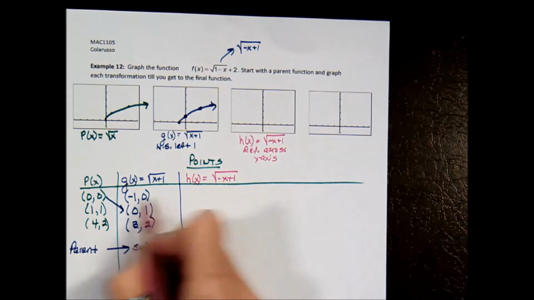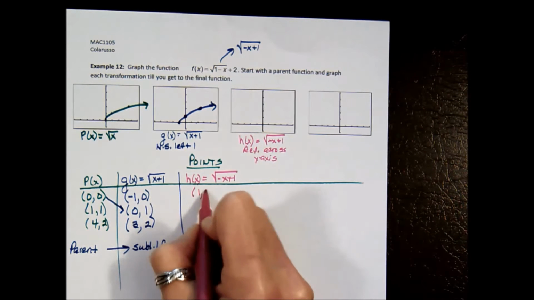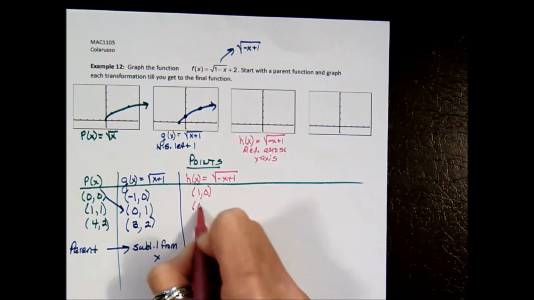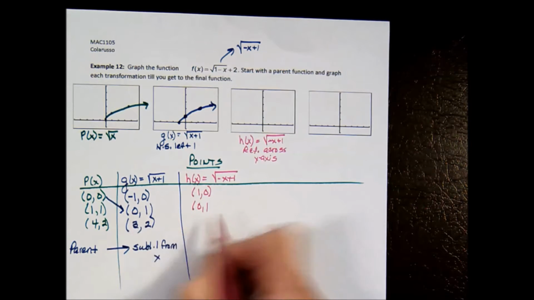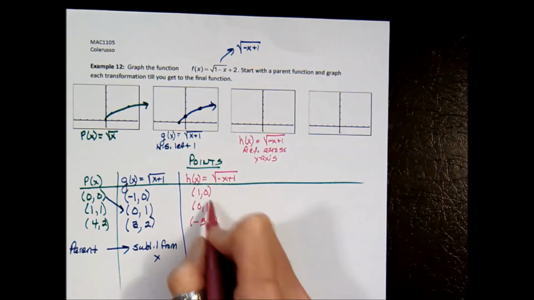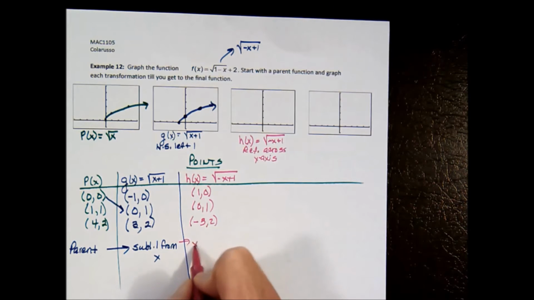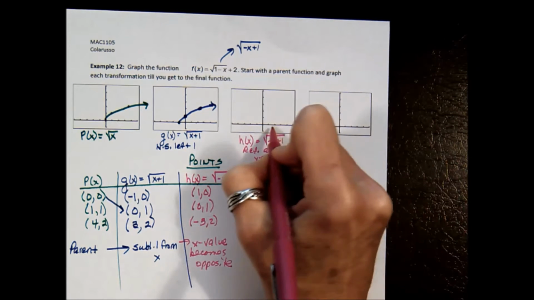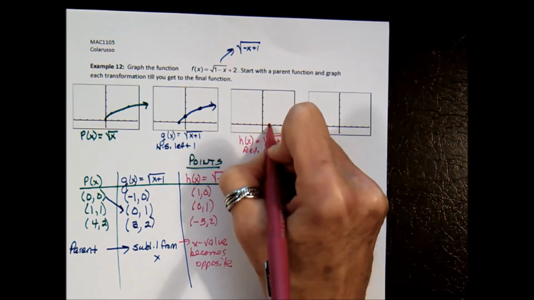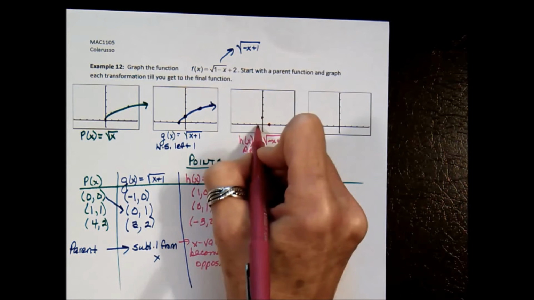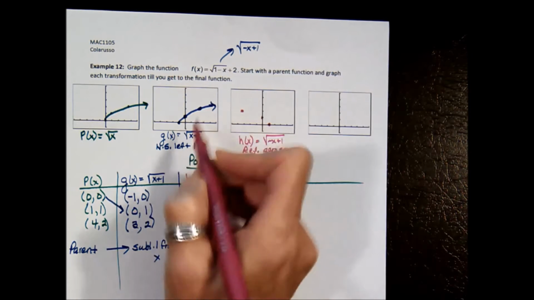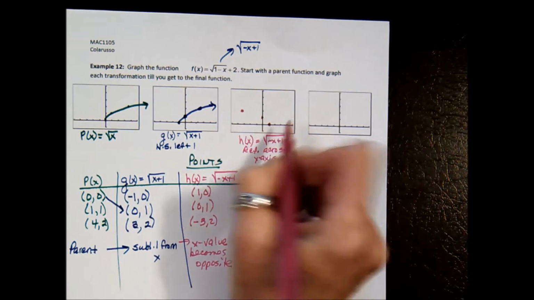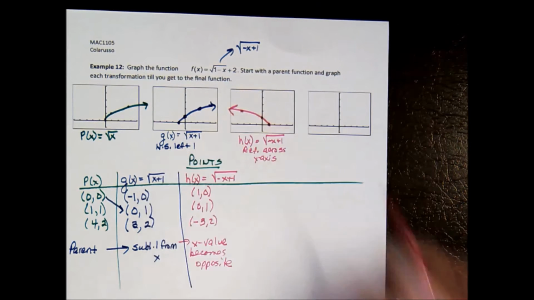So that gives me the point 1, 0. It gives me 0, 1, because the opposite of 0 is still 0. It gives me negative 3, 2. So what did I do? The x value becomes its opposite. That's what is happening with the points. When I plot those, I have the points 1, 0, 0, 1, negative 1, 2, 3, 2. So it reflects across the y-axis like we said it would, and now it goes that way. That's from here to here.